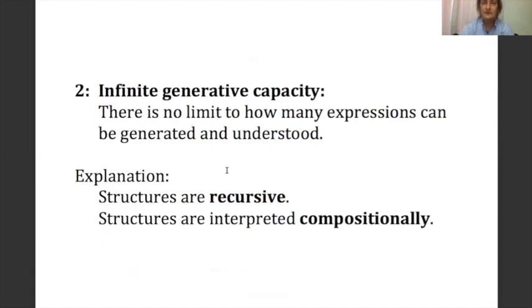We also now want to account for the fact that there's no limit to how many expressions can be created or generated and understood. That is, language has what we call an infinite generative capacity. Our explanation for this is that the structures themselves are recursive. One structure can contain another structure. The structures are interpreted compositionally. If you know the meaning of one structure and the meaning of another structure, and you put those two together into a third structure, you put their meanings together into a third meaning.